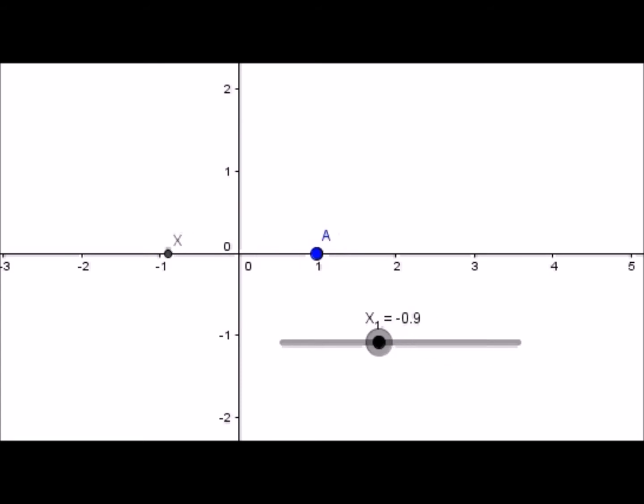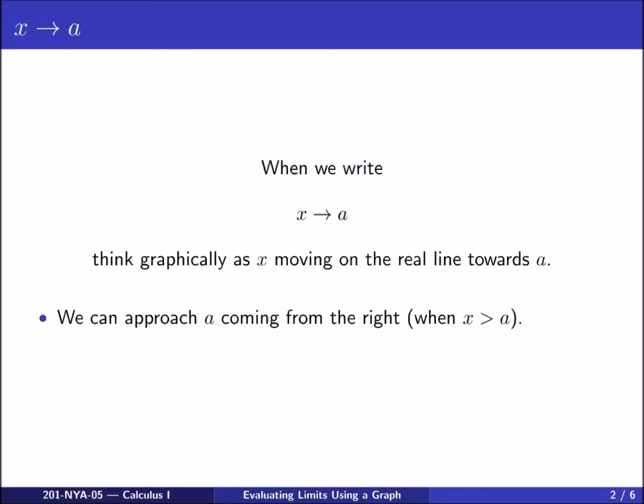And if we approach a from the left, it would be like this. So we can approach a, as we saw, coming from the right. So that's when the values of x are strictly larger than a. And we can also approach a coming from the left. So that's when the values of x are strictly less than a.